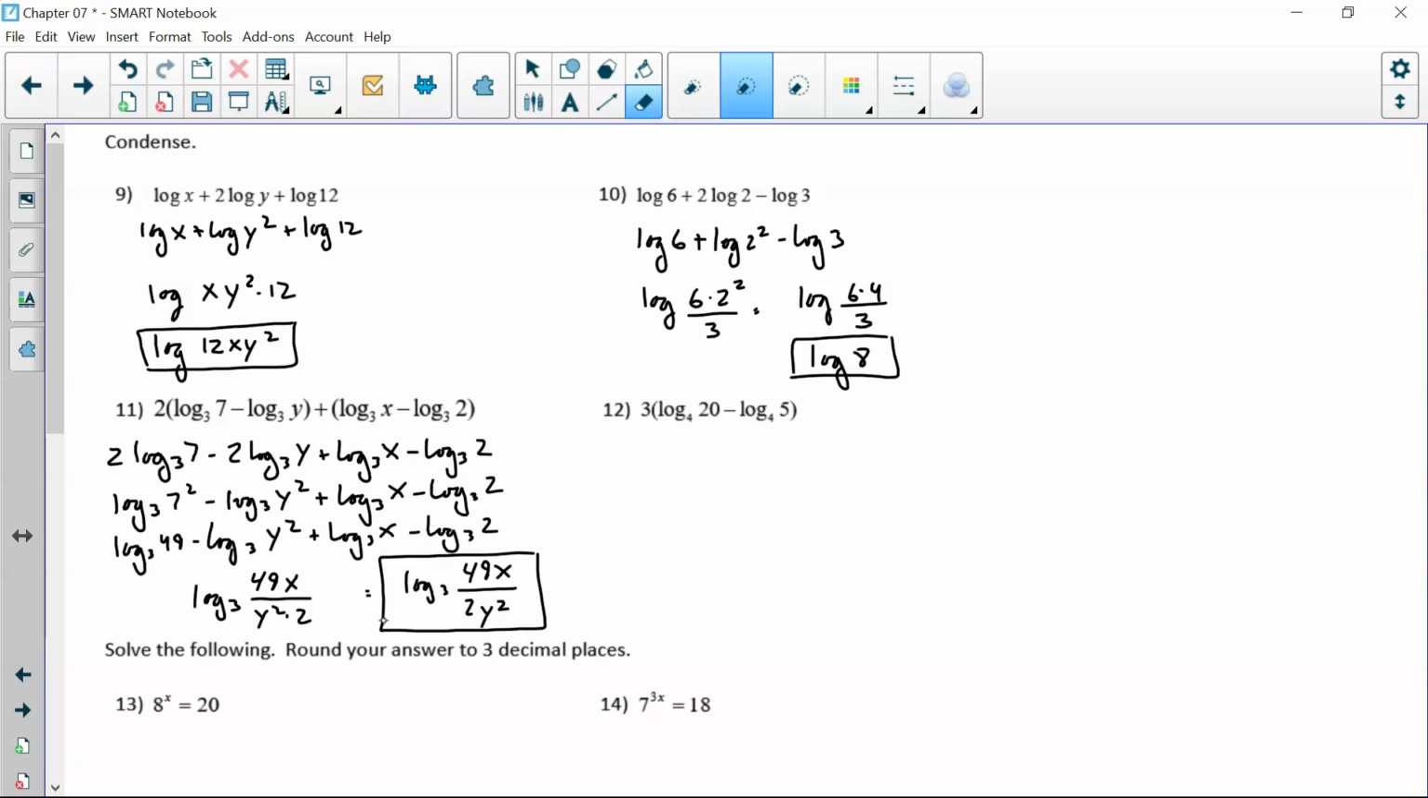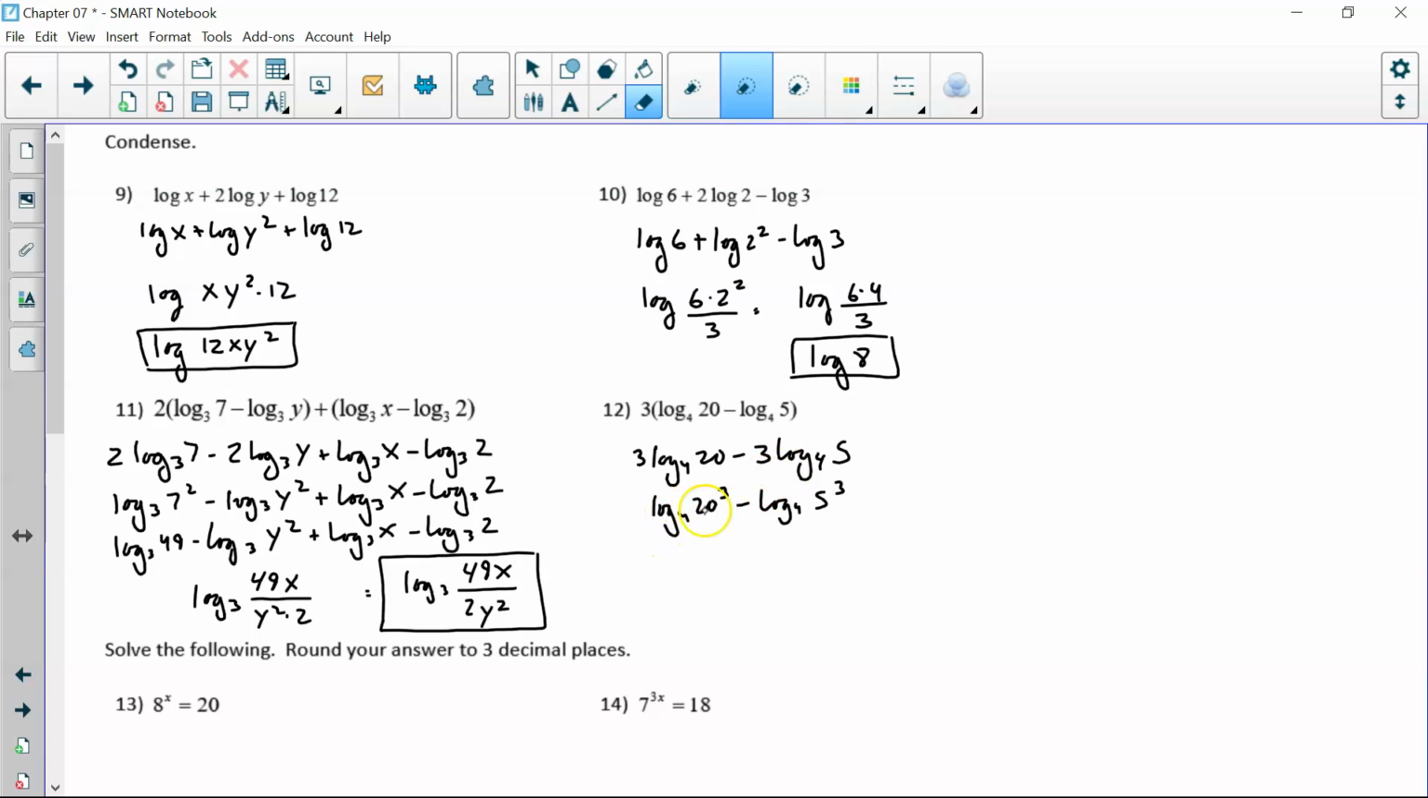Problem number 12. Once again, distribute that 3. 3 log base 4 of 20 minus 3 log base 4 of 5. Now, anything that's in front, the coefficient becomes an exponent. So it's the log base 4 of 20 to the third minus the log base 4 of 5 to the third.